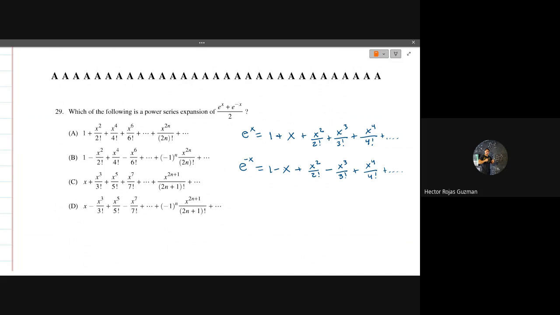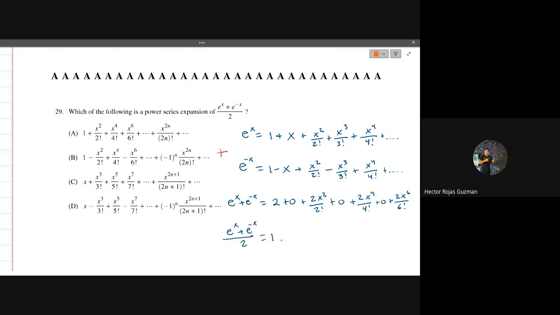And what we want to do is add these series, because that's what's happening here. So e to the power of x plus e to the power of negative x is 2 plus 0 plus 2x squared over 2 factorial plus 0 plus 2x to the power of 4 over 4 factorial. And hopefully you see the pattern, because the next one's going to be 0, then 2x to the power of 6 over 6 factorial, and so on. But now we're going to have to multiply by 1/2.